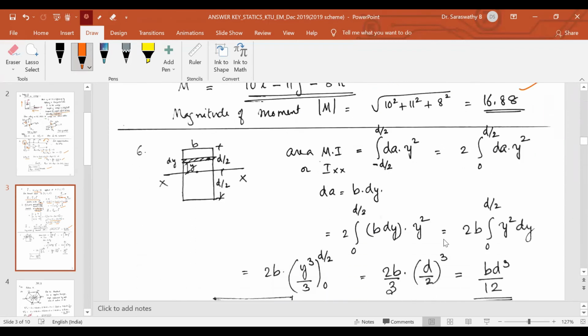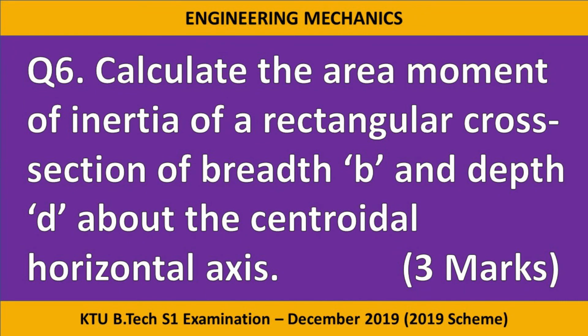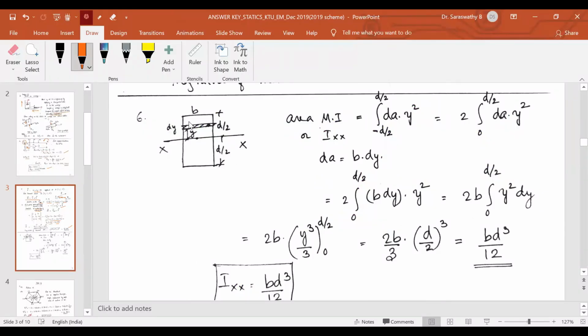Moving on to question number 6: calculate the area moment of inertia of a rectangular cross section of breadth B and depth D about the centroidal horizontal axis. So this is a rectangle, width is B and the depth is D. The centroidal axis passes through the center, half of the total depth. So from here to here D by 2, this is D by 2.